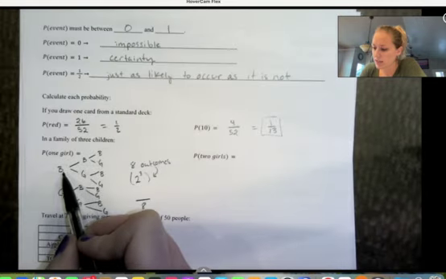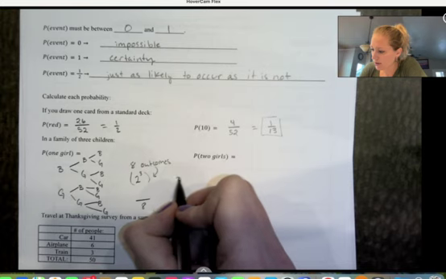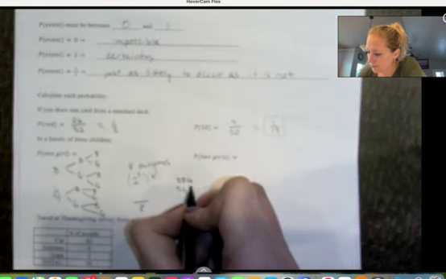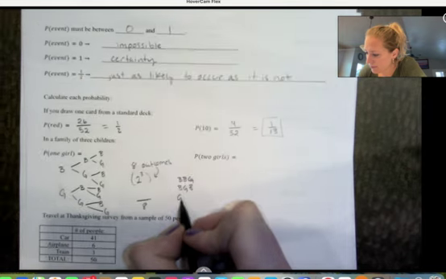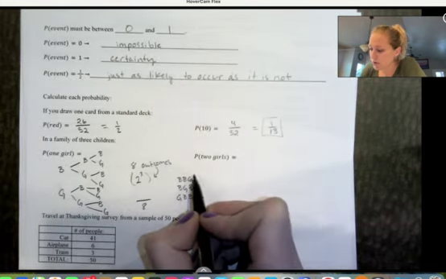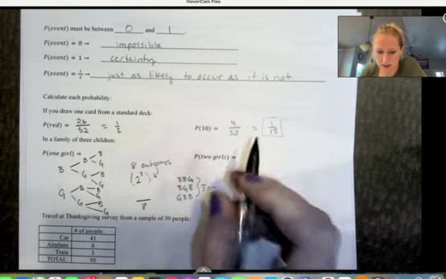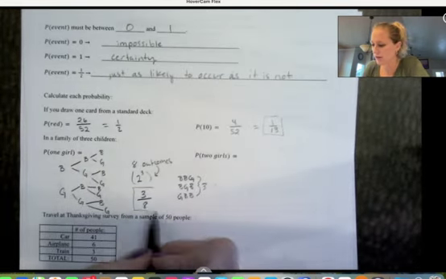So here is, let's see, we have boy, boy, girl is a 1 girl option, right? Boy, girl, boy. Here we have girl, boy, boy. And that is the only option. So here, those are 3 possibilities. So that is our probability, 3 out of 8.